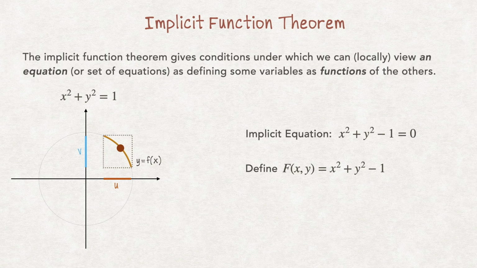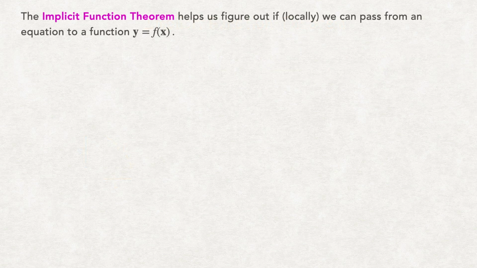So based on this example, you have an understanding of the capital F function, the neighborhoods U and V that we are about to see. Let's move on now to stating the theorem. We will return to this unit circle example in just a moment. So the implicit function theorem helps us figure out if locally, like in a neighborhood around a point, we can reinterpret the graph of an equation as the graph of a function.